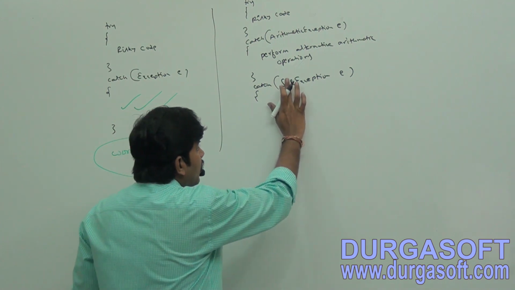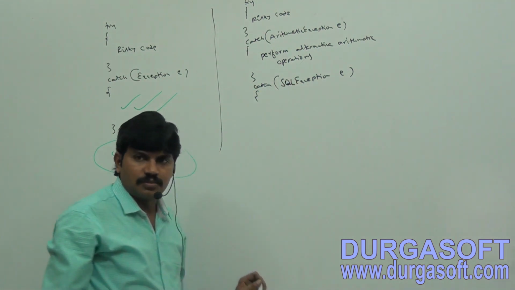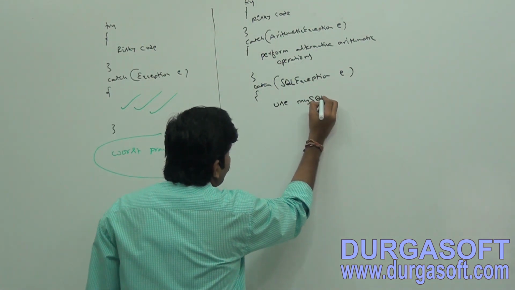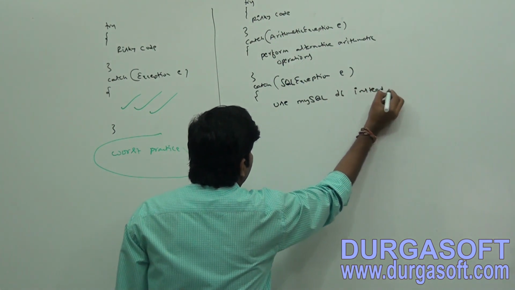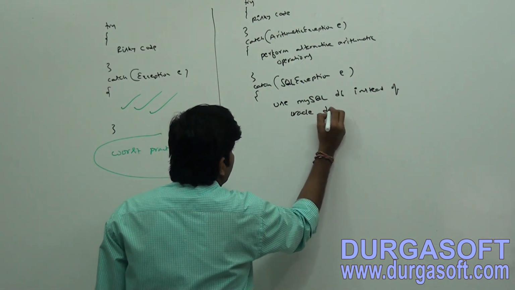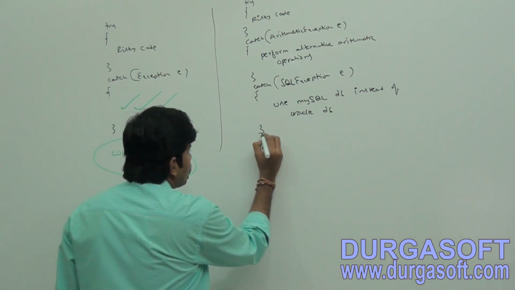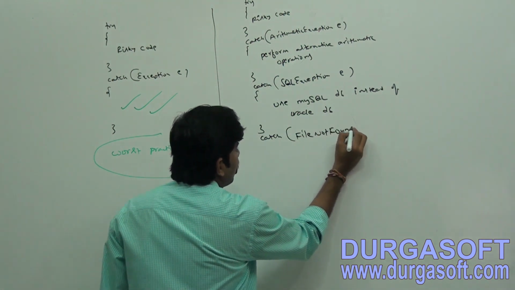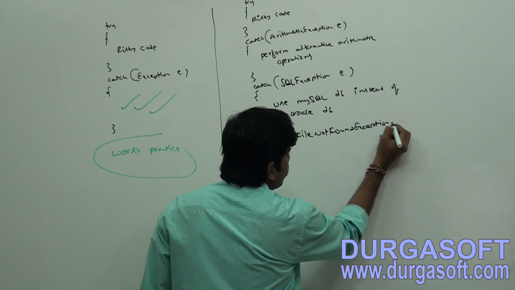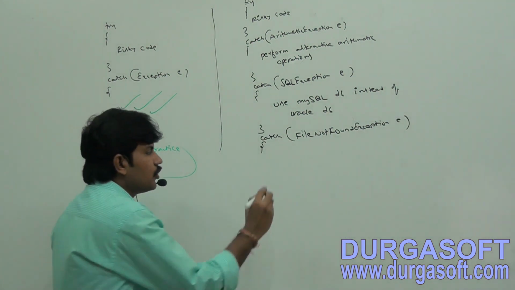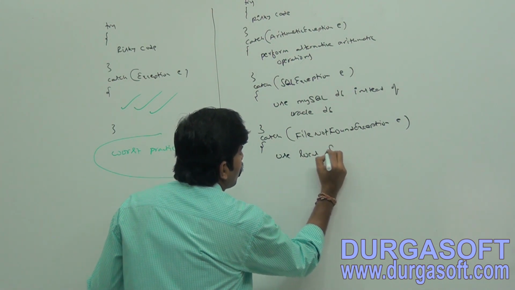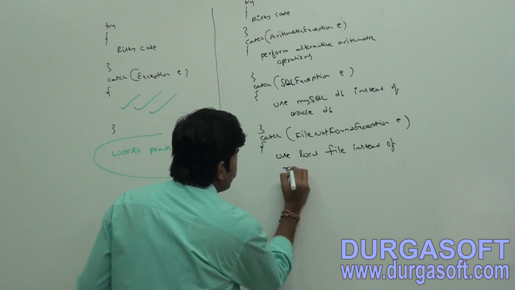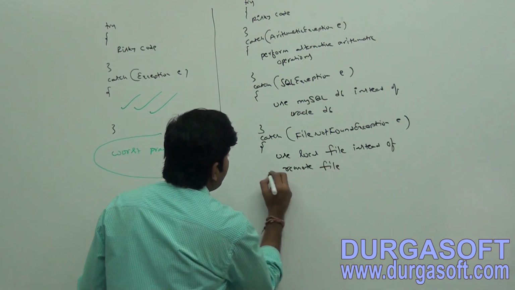Capital, right? SQL exception came. Okay, if SQL exception came, use MySQL DB instead of Oracle DB. Next, sir, catch file not found exception. If file not found exception came, okay, use a local file instead of a remote file.